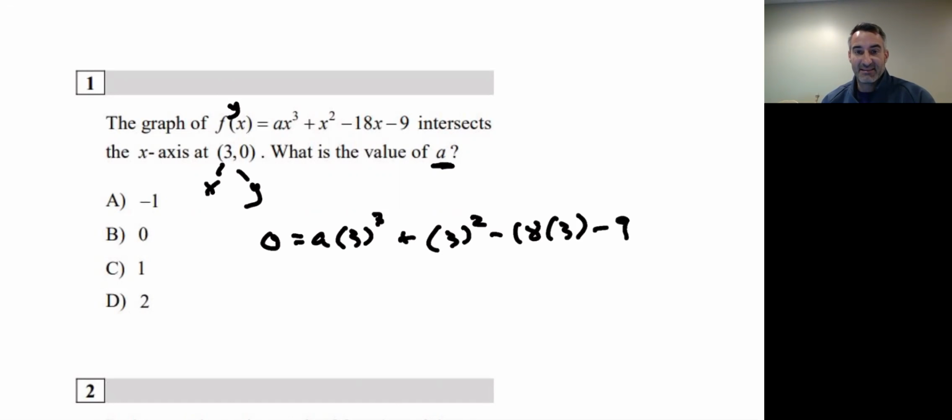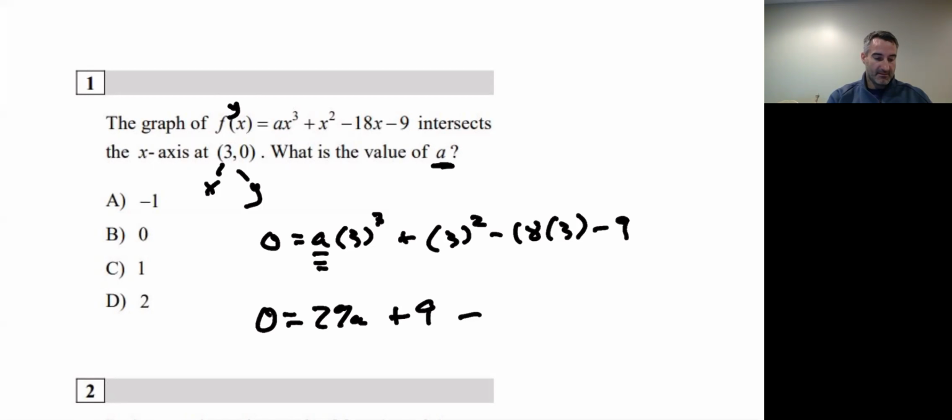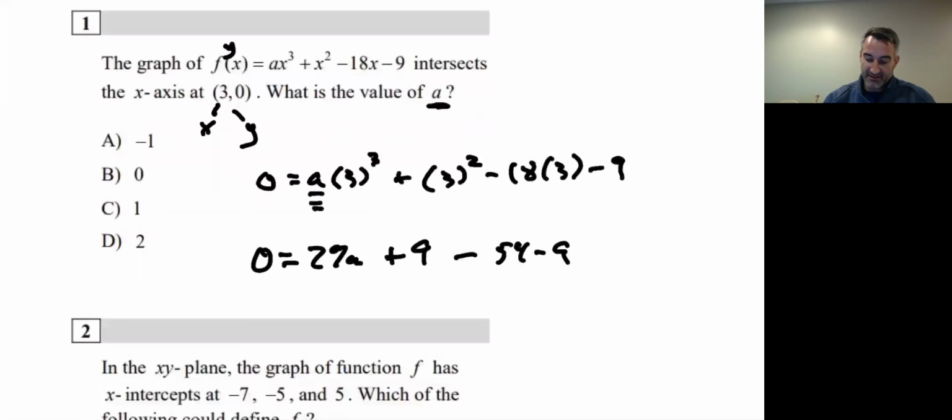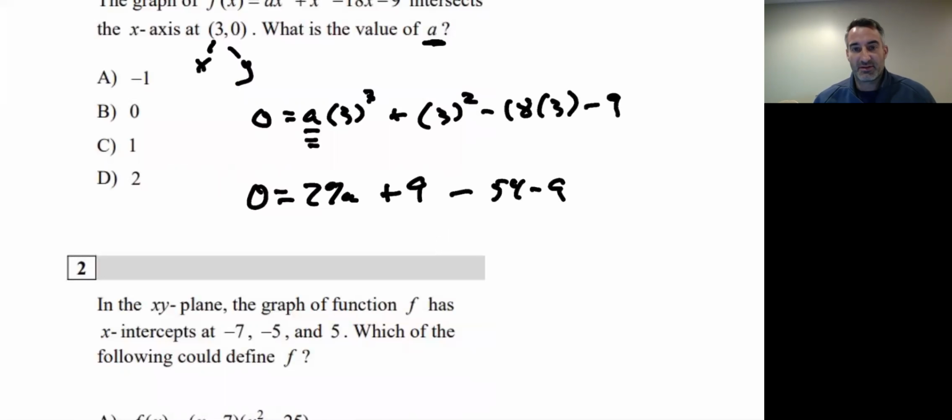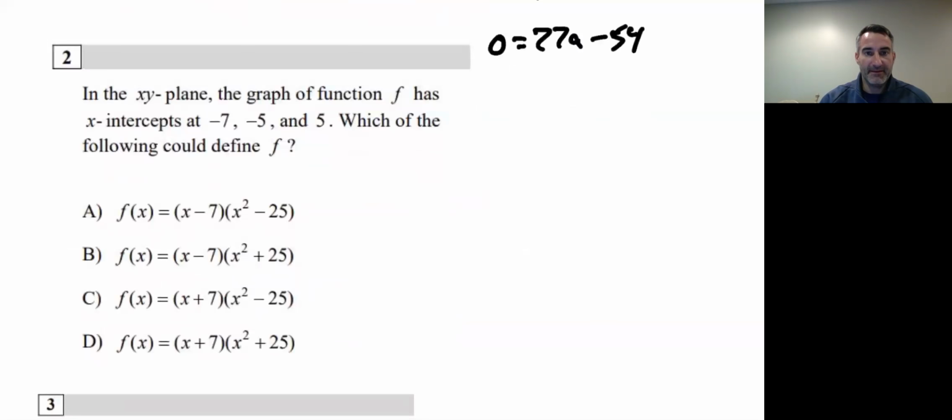If you do that, now you're down to one variable. Okay, 0 equals 27A plus 9 minus, now you've got to use your calculator, 54 minus 9. And then you just continue. Now you're down to a one variable equation, and you should easily be able to solve. The 9's cancel. 0 equals 27A minus 54. You guys should be able to solve that from there. Okay, pretty easy problem.